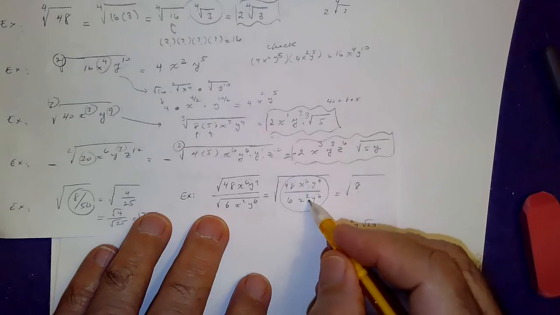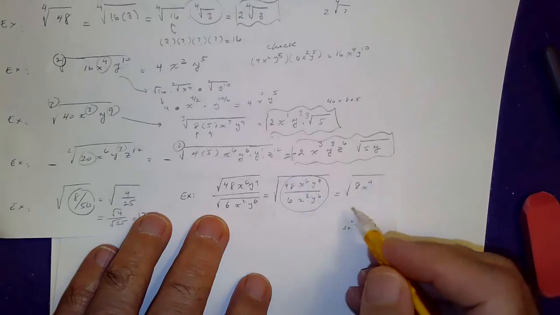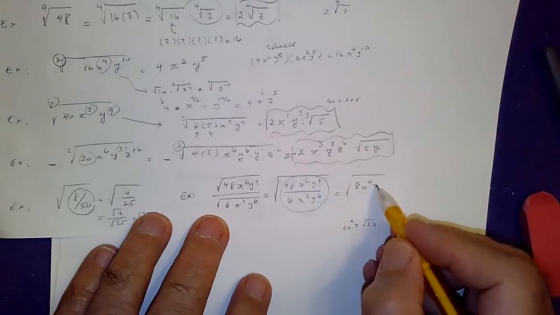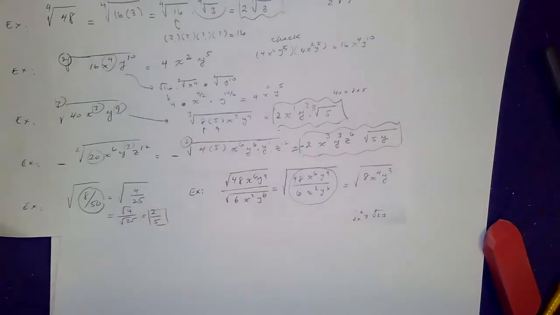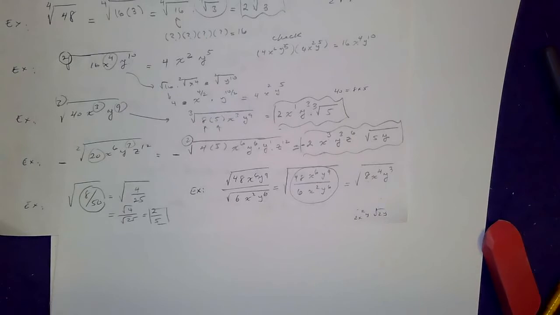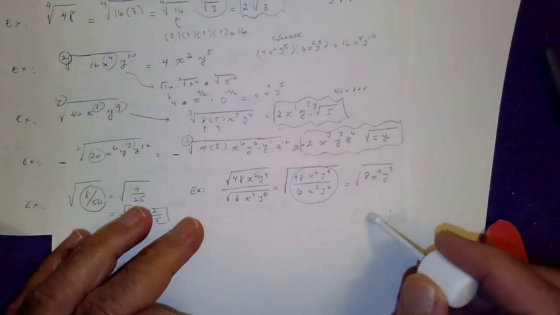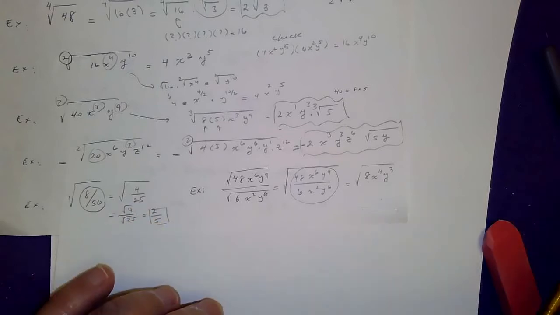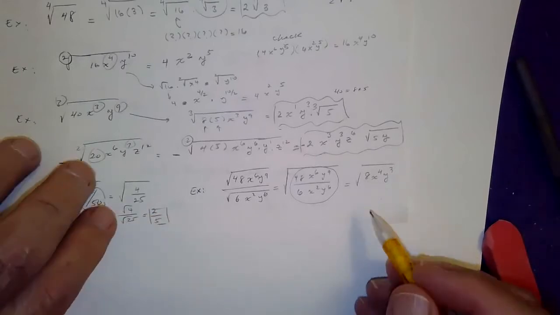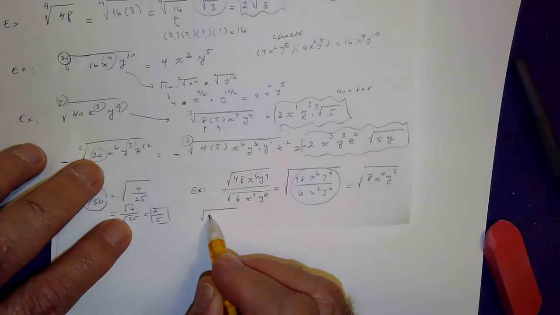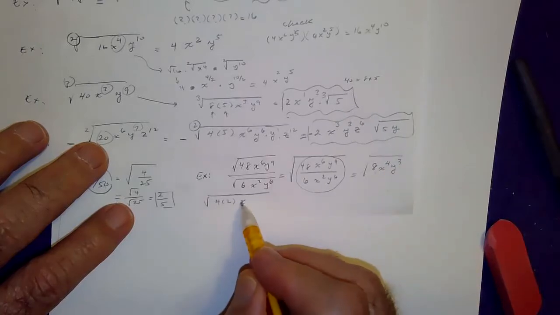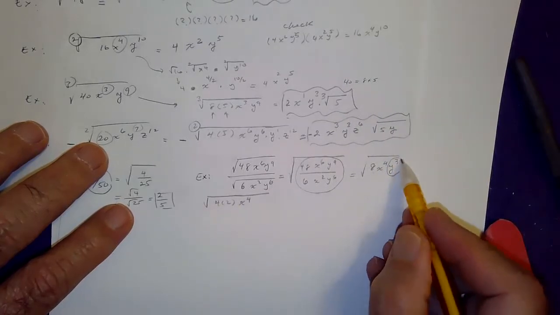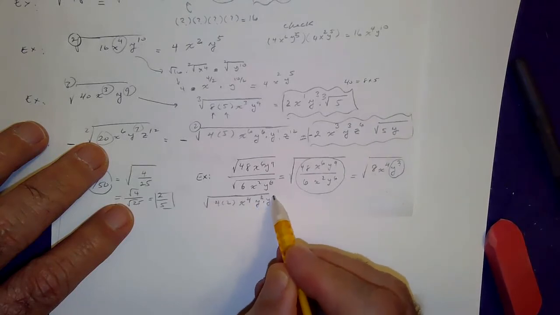X to the 6 divided by x squared is x to the 4. y to the 9 divided by y to the 6 is y to the what? Third. Okay. But the question is, that's not quite simplified yet. Let me show you why. Because I can rewrite 8 as 4 times 2. I'm going to leave the x to the 4, but I can rewrite y to the third as y squared times y.